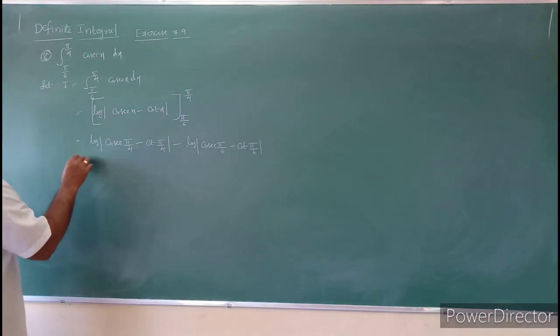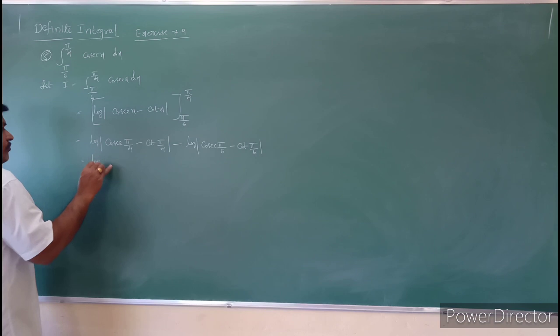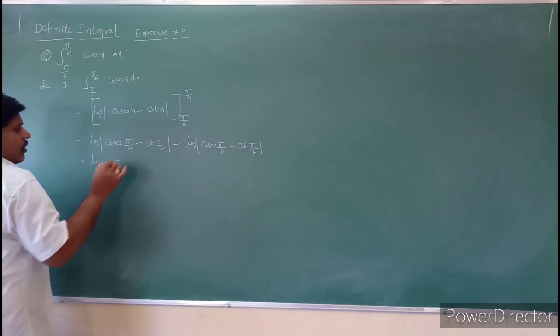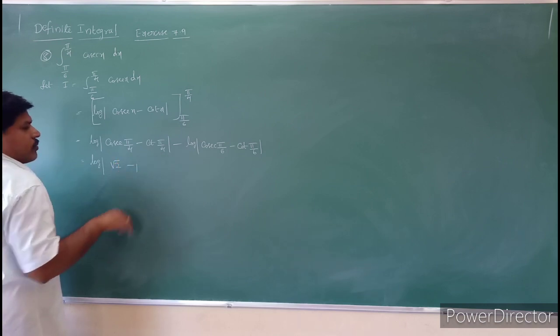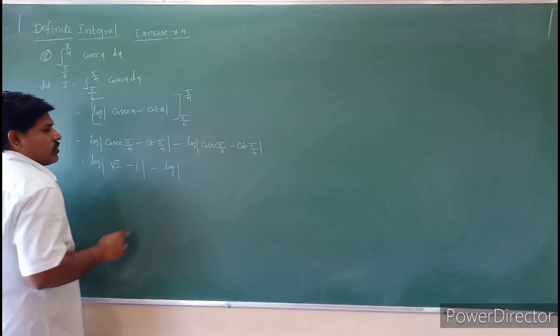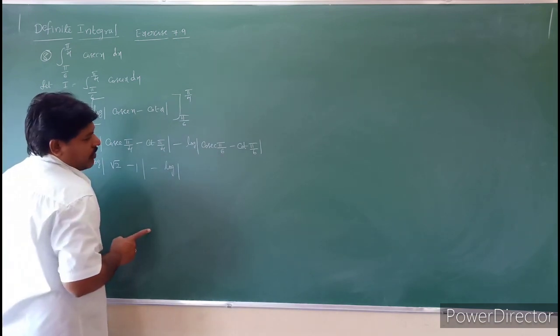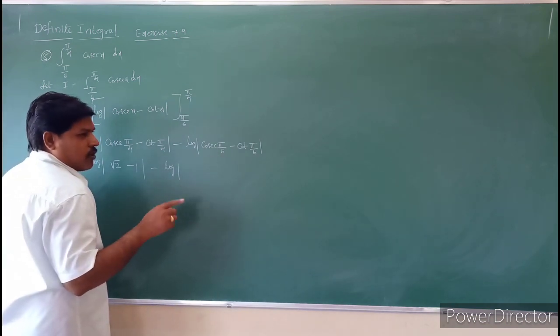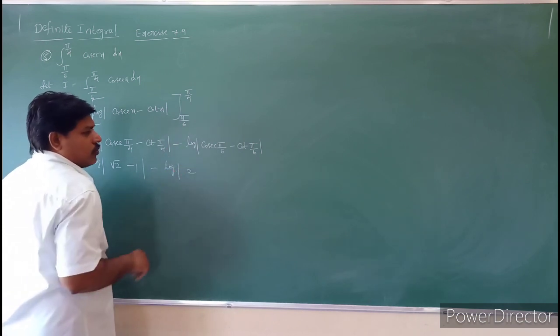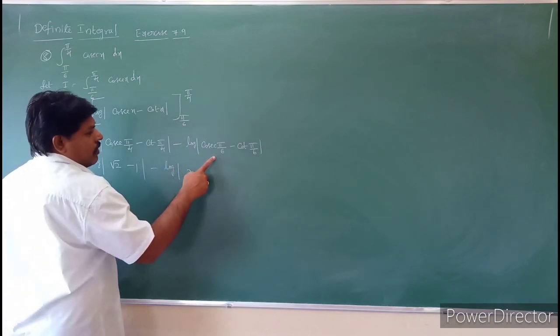So that is equal to log of mod, what is the cosecant pi by 4? That is nothing but root 2. What is the cot pi by 4? It is 1. Minus log of cosecant pi by 6. What is the cosecant pi by 6? Cosecant is nothing but the reciprocal of sine. Sine 30 is 1 by 2, so automatically the reciprocal will become 2. Yes or no?